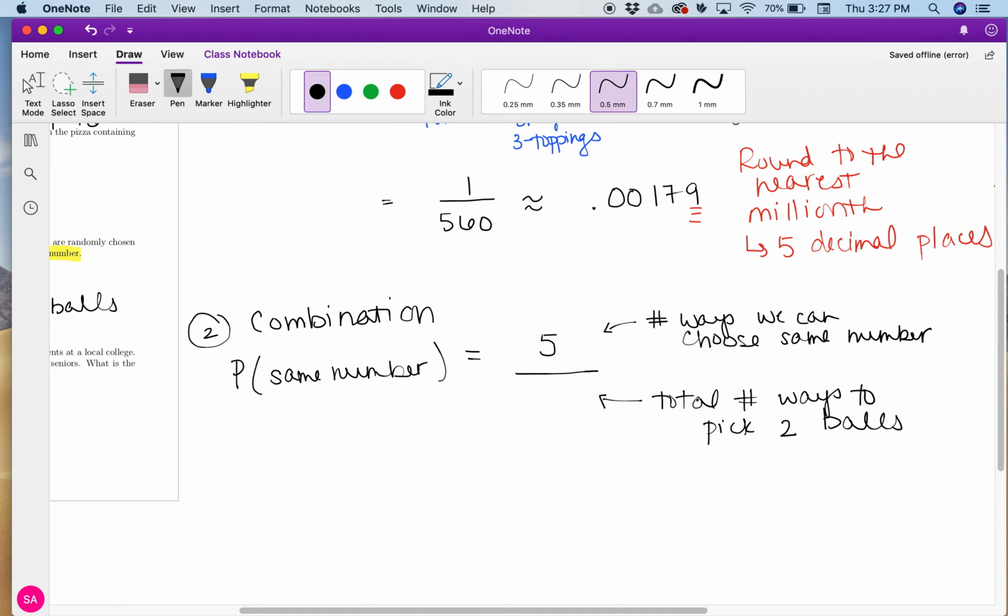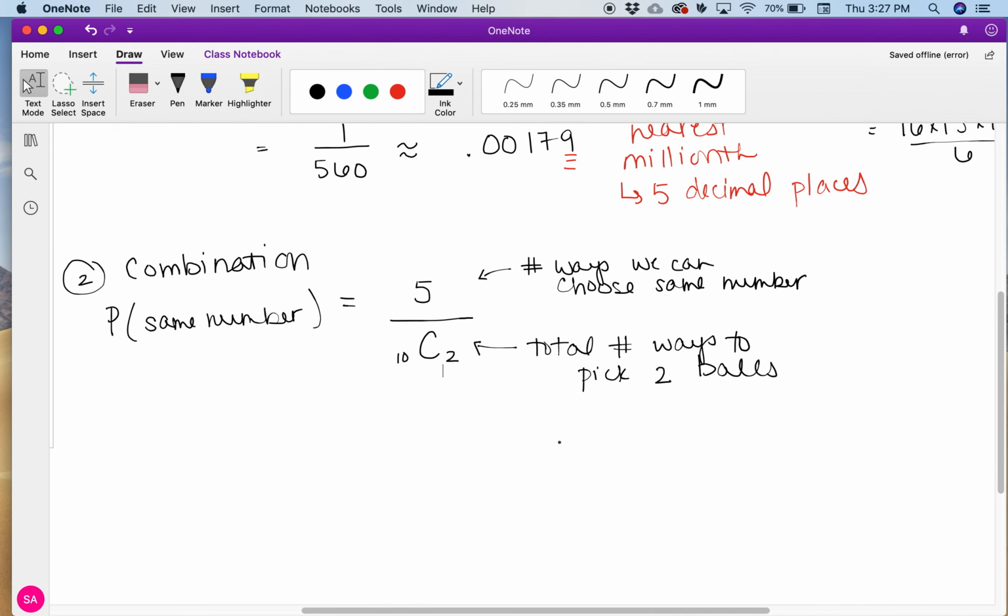Okay, now on the bottom, the total number of ways to pick 2 of those balls. So remember, this is a combination. So there was 10 balls total, and then we're choosing 2 of them. So on the bottom, we're going to have 10 choose 2. So once again, I'm going to kind of go to the side. Let's figure out 10 choose 2.